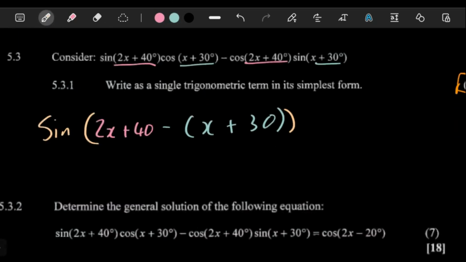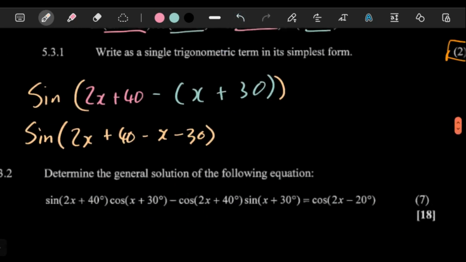Okay, so let's see here. Sine of x plus 40, minus x minus 30. And then 2x minus x is just x. 40 minus 30 is what? 40 minus 30 is 10. That's a single trigonometric expression.